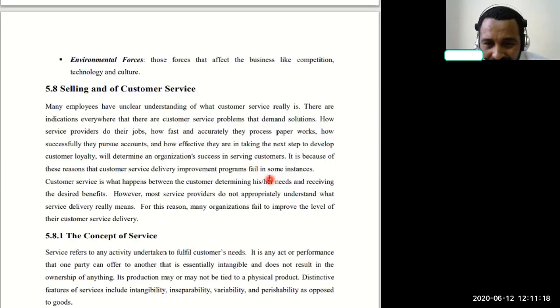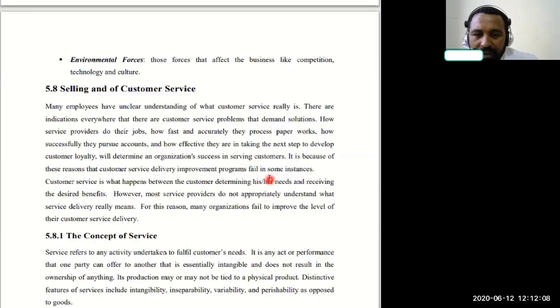If you purchase machinery, that machinery may require special training. Once the company sells that machinery, they have to provide after sales service. That company needs to provide training on how to operate the machine. In this case, many employees have an unclear understanding of what customer service really is. Customer service is a service provided after selling the product. But people sometimes are unable to understand what customer service really is.